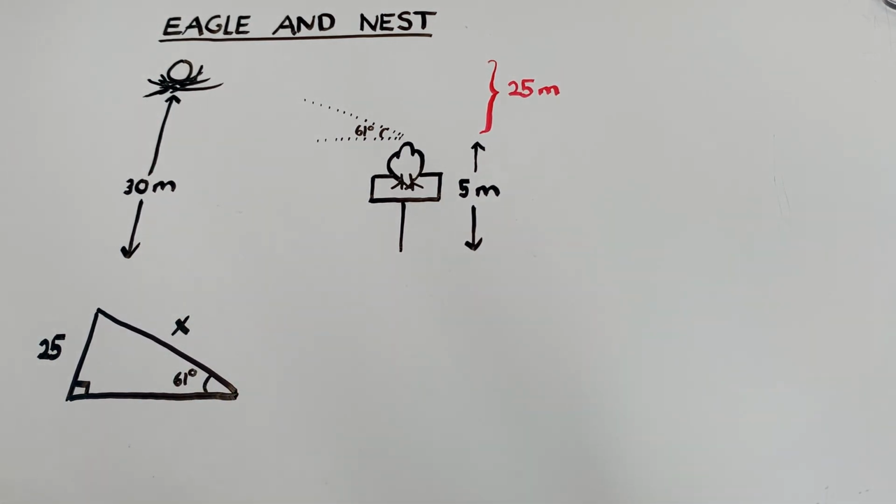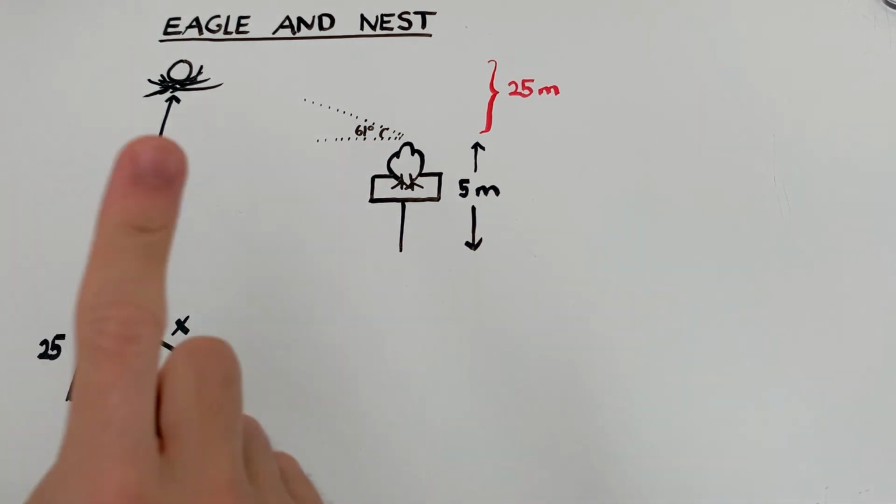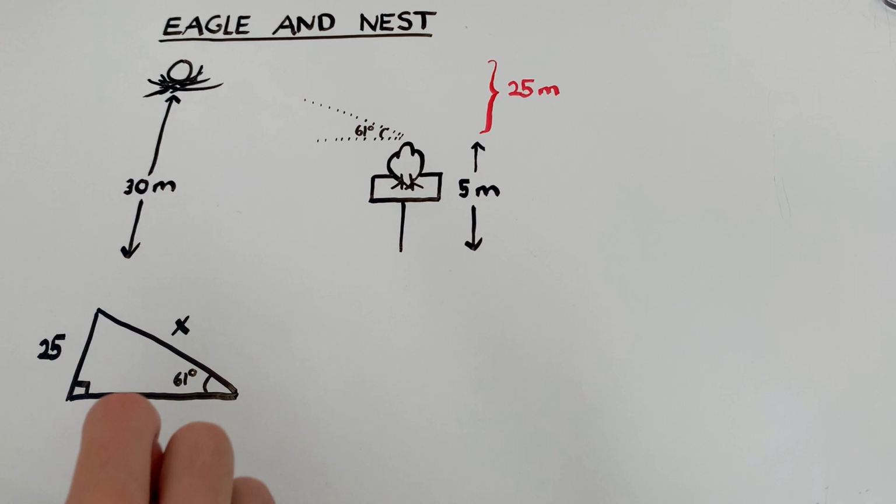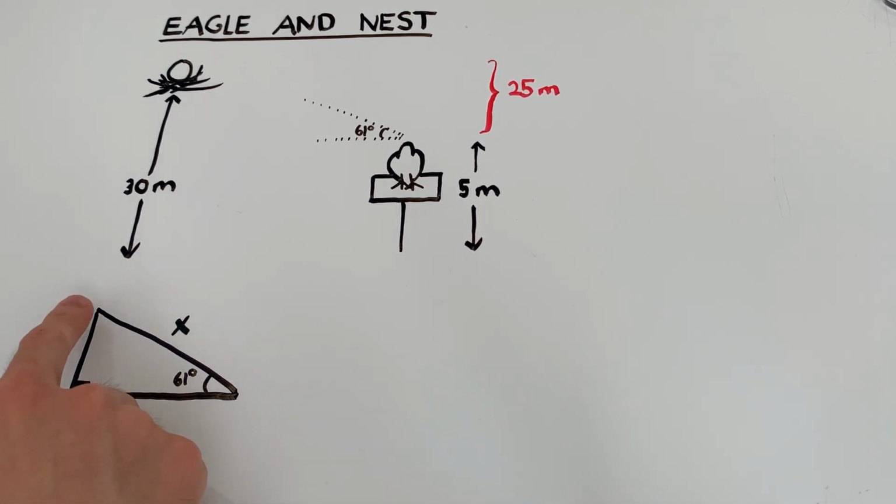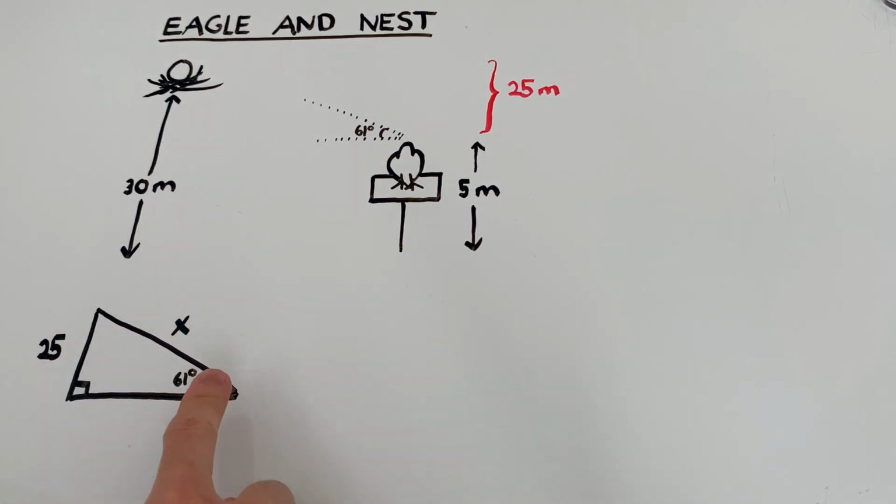Okay, so this one is a little different. This time, we're trying to find the longest side, which is also called the hypotenuse. So we have an angle, and relative to this angle, we have its opposite side, and we're trying to find the hypotenuse. So which trig ratio relates the opposite side and the hypotenuse? Well, that's going to be sine.